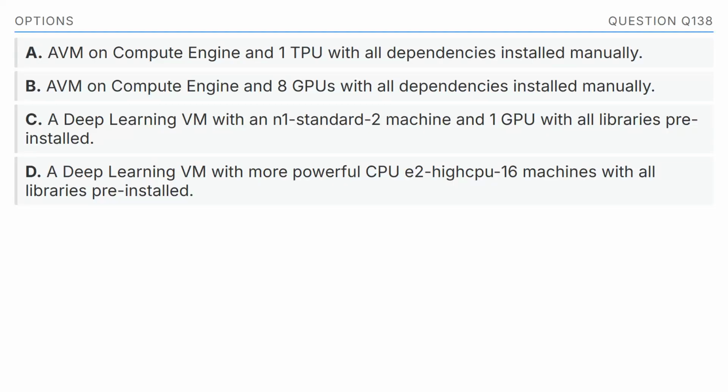The options are: Option A, a VM on Compute Engine and 1 TPU with all dependencies installed manually. Option B, a VM on Compute Engine and 8 GPUs with all dependencies installed manually. Option C, a Deep Learning VM with an n1-standard-2 machine and 1 GPU with all libraries pre-installed. Option D, a Deep Learning VM with more powerful CPU e2-highcpu-16 machines with all libraries pre-installed.